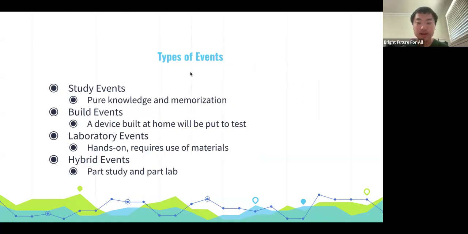So basically, I've identified 4 types of events within Science Olympiad. The first is a study event, where you basically just have to memorize things. You have to know your stuff. I guess you can put some of it down on your cheat sheet, but it's mostly just being able to understand the knowledge.